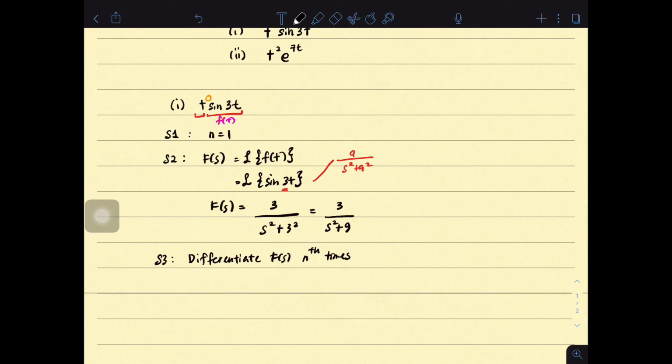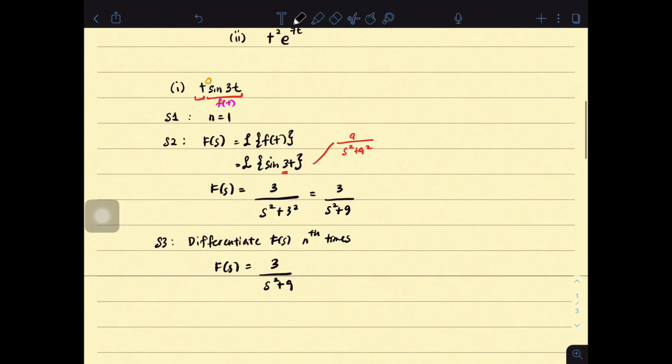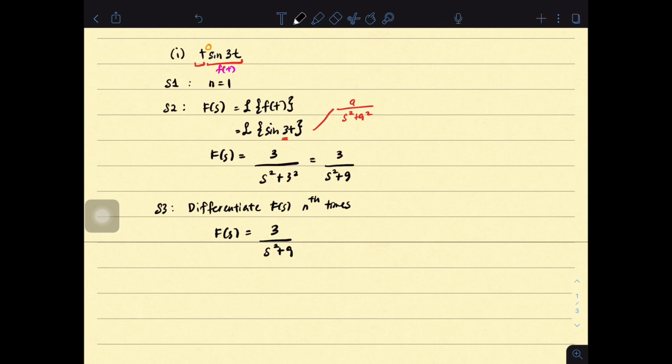And for this equation, n is equal to 1. Therefore, you just need to differentiate your F(s) once. So you have your F(s) equal to 3 over s squared plus 9. Now you need to find F prime of s. So how do we find F prime of s?